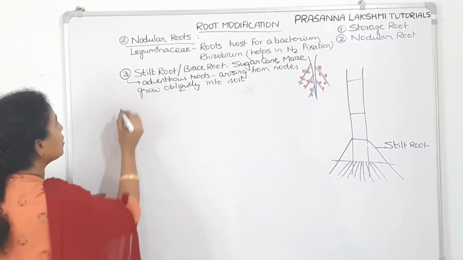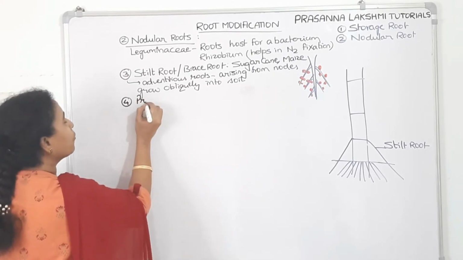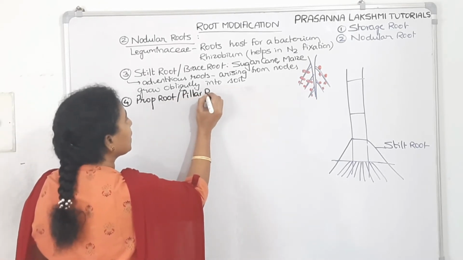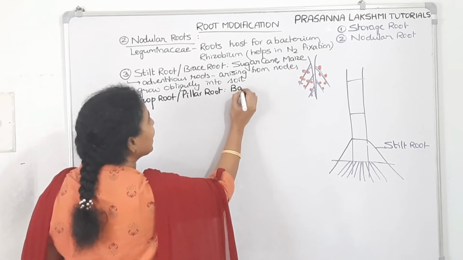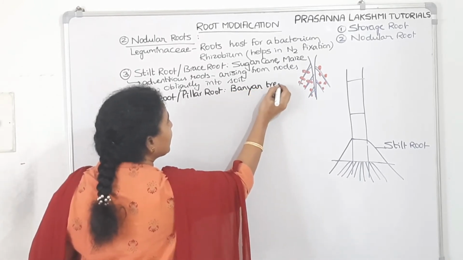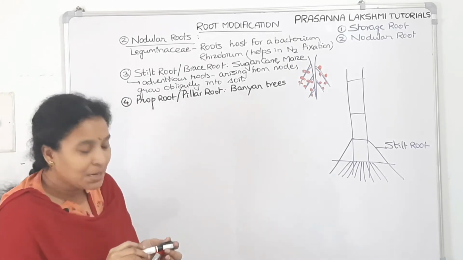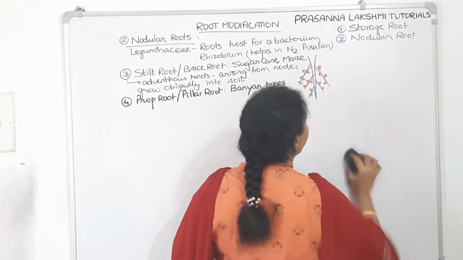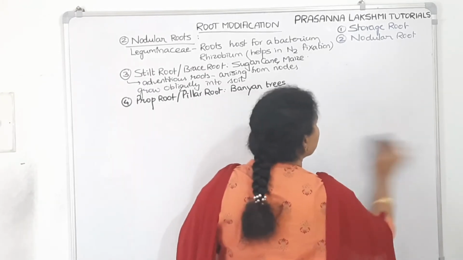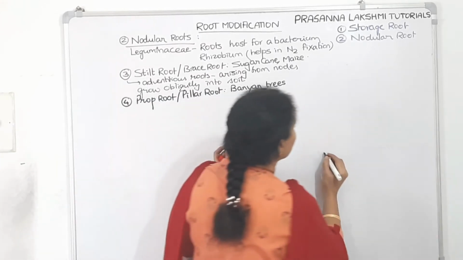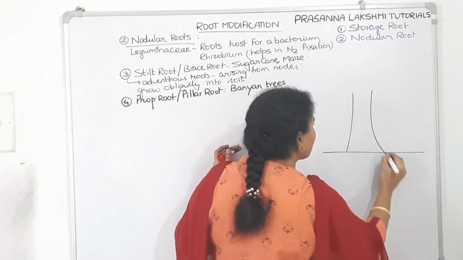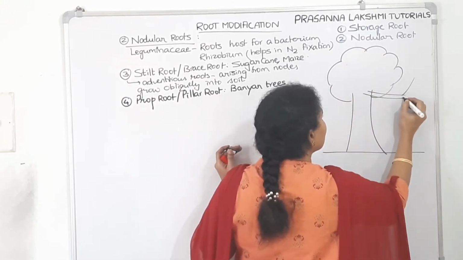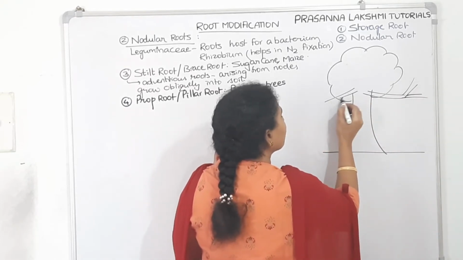Now the next modification we can see is prop roots. Prop root is also called pillar root. We find it in huge trees like banyan tree. Now in banyan tree, the plant grows very massive. Then the main taproot might not be sufficient. Then from the lateral branches, so if we have to see the tree, this is the tree, this is the main trunk, and this is the structure, right? And these are the branches. These are the branches of the plant.